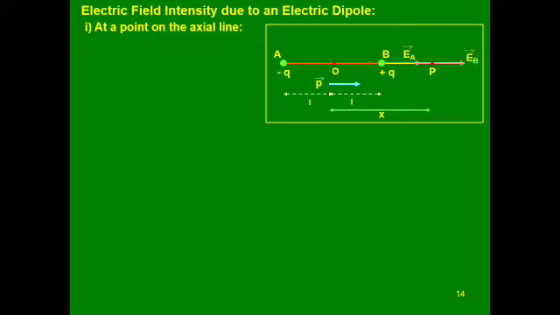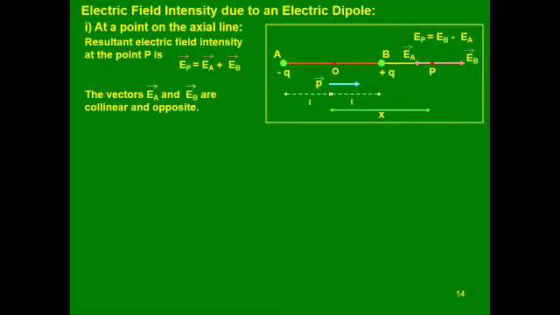Because B is the positive charge, it will repel a test charge, so EB will be directed away. EA, the field due to the minus charge at A, is a little smaller in magnitude and will be directed towards PO. So the total electric field is EP equals EB minus EA.